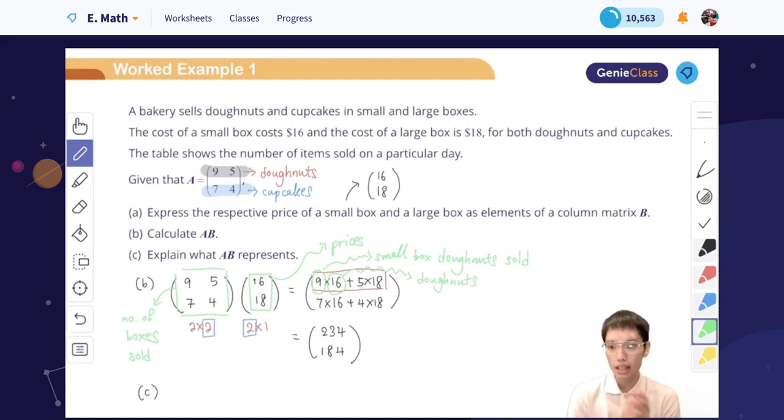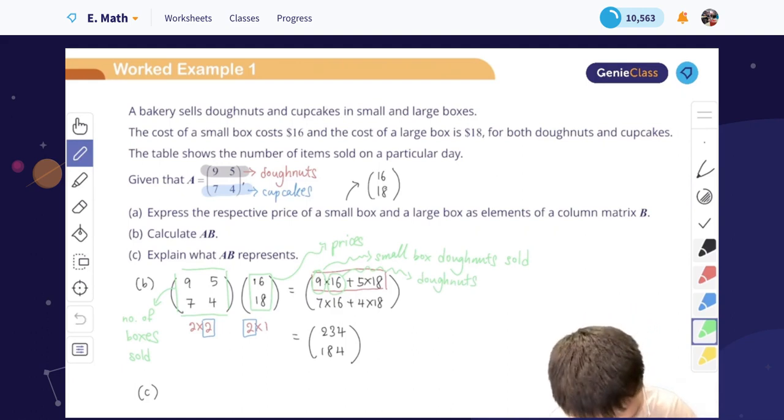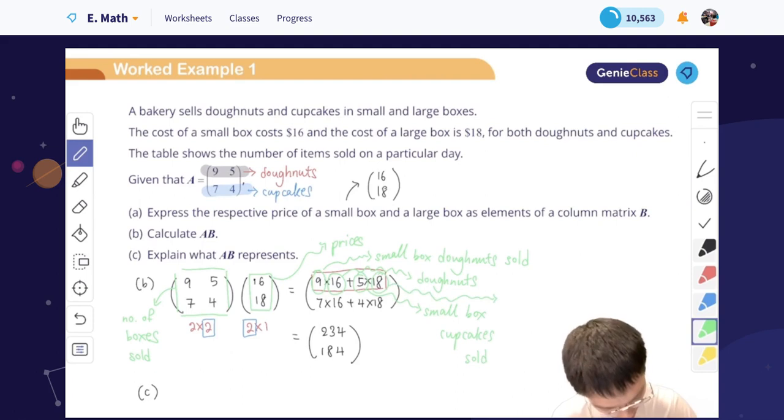And if I were to take a look at it, the other one is going to represent the small box of, in this case, cupcakes. So this is going to be my cupcakes. Okay, small box. There's a lot of words there, so just bear with me. Cupcakes. And this one over here is going to be the price of my cupcakes or donuts.